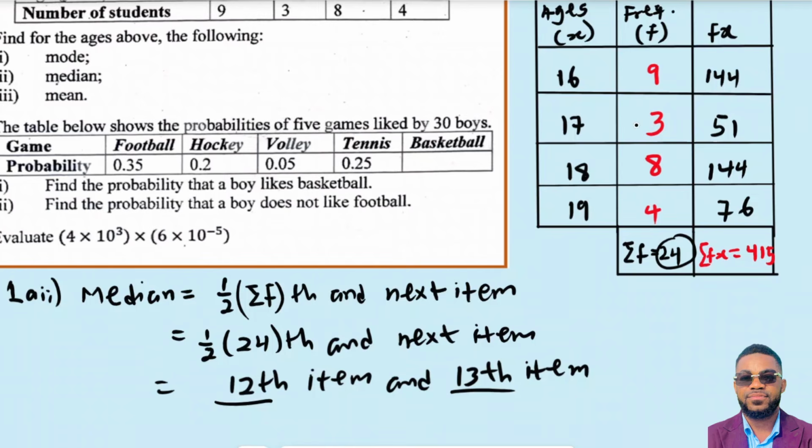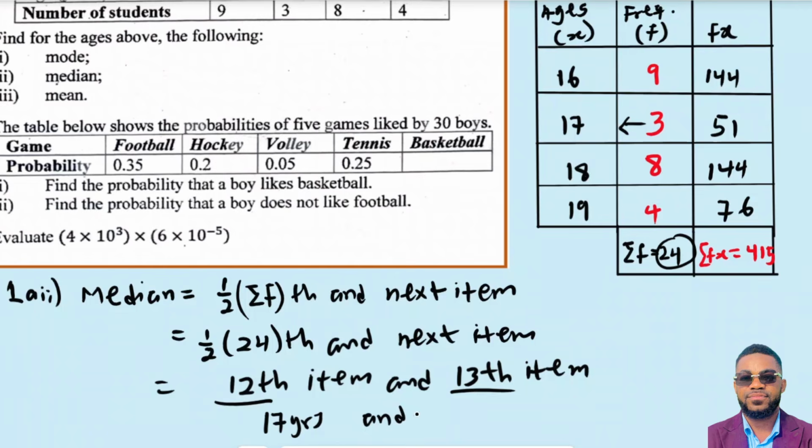So that means we will land here. And now, on this number, which is 3, it corresponds to 17. So it means 17 is part of the median or the middle numbers. So that is the 12th position. It is 17. So we have 17 years.